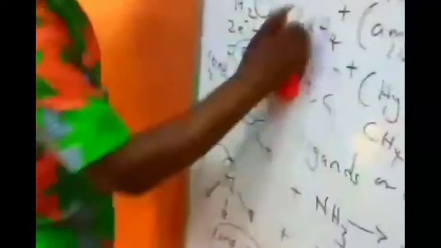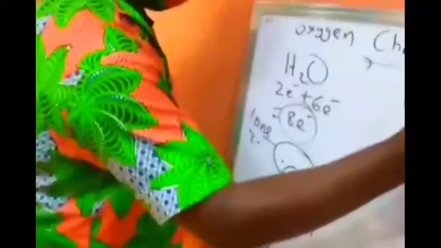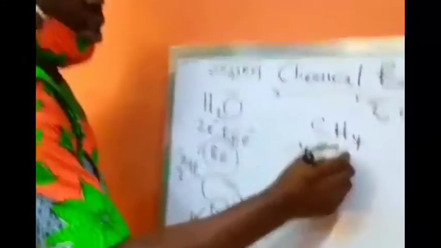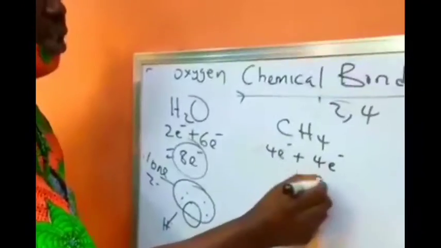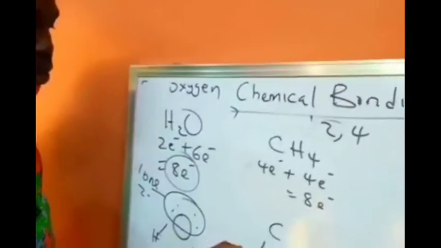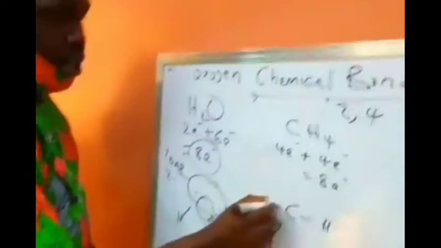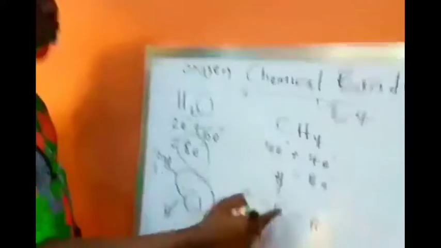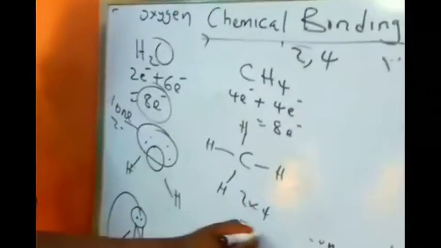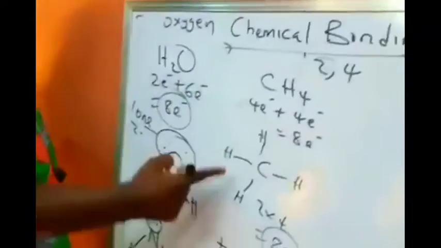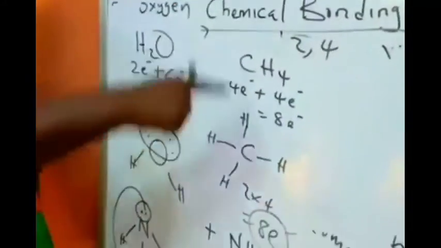There is no lone pair in methane. Why? Because everything is used. Look at methane. Carbon is 4, hydrogen 4. So you have 4 electrons, and then you have 4 electrons, 8 electrons. Everything is used, 2 times 4. So this one will not have lone pair because everything is used during the bond.